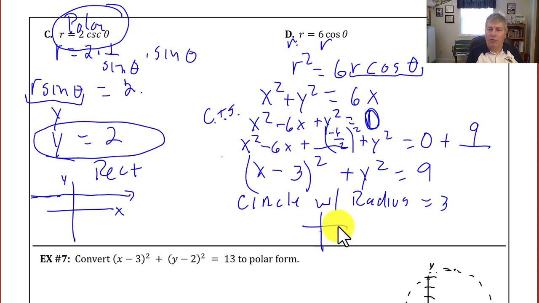So if I go over to 3 on my x-axis, that's my center. So I've got a radius of 3. So 3 up, 3 down, 3 right, 3 left. So that I have a circle that looks something like that, and it's centered at 3, 0.